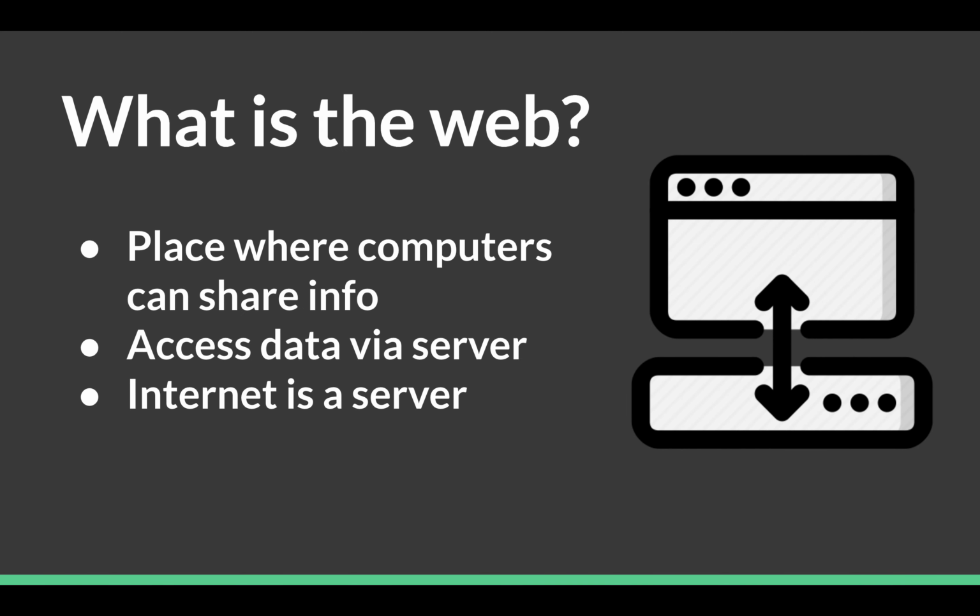First, you need to know what the web is. The web is basically a place where computers can share data with each other. They can access data via a server, and you could think of the internet as a whole server. In order to go to a web page, you have to send a request, and then the server responds with the content you requested of that page. So basically everything in the internet is a server-client model, and we'll look more into this right now.